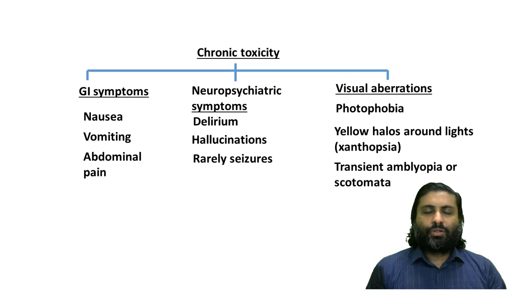GI symptoms do present themselves, but together with these, neuropsychiatric symptoms and visual aberrations may also appear. Neuropsychiatric symptoms such as delirium, hallucinations, and occasionally even seizures. Peculiar visual aberrations may develop, including scotoma and yellow halos around lights, which we call xanthopsia or chromatopsia. Other rare adverse effects of digoxin include gynecomastia in males.